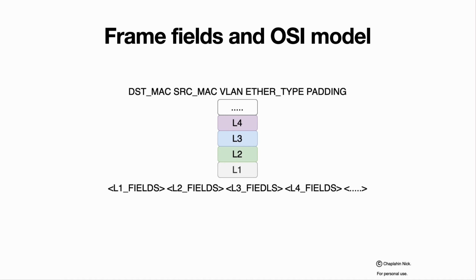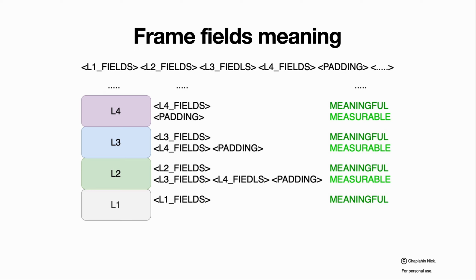In general, the order of operations on the frame equals the order of levels of the OSI model. On each level of the OSI model, only fields related to this level count. So in general, the system knows values of all valuable fields in the frame, but some of them have meaning and some of them have just value. Schematically, we can display it like that.